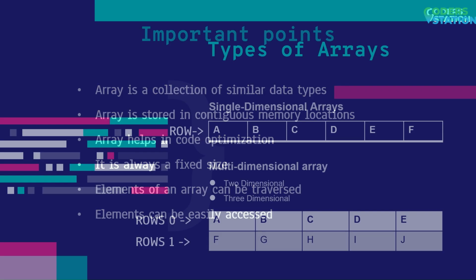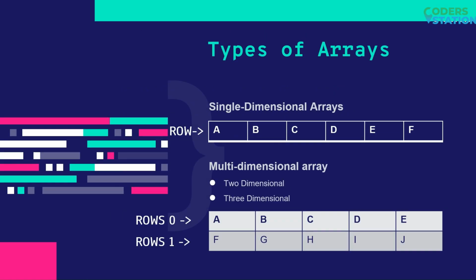So now let's move forward towards the types of arrays. In C, we have two types of arrays. The first one is the single dimensional array and the second is the multi-dimensional array. In a single dimensional array, we only have one row but multiple columns. In a multi-dimensional array, we have multiple rows and multiple columns. So you have understood the basic difference. In single dimensional, we have one row, and in multi-dimensional, we have multiple rows.